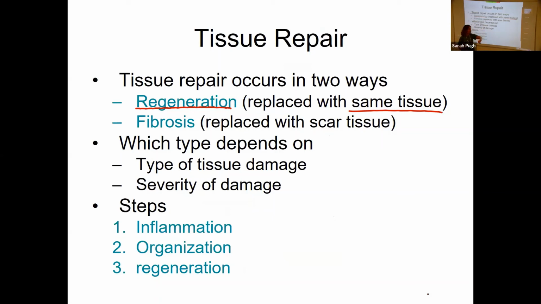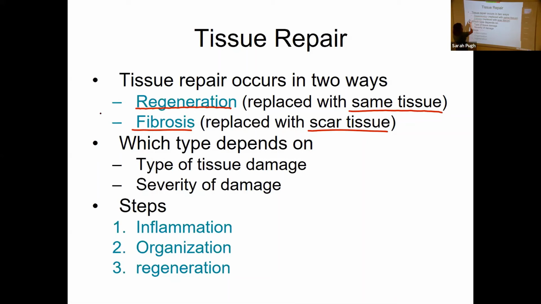So it would be like, you get a scratch, maybe your cat scratches you. Your body will replace that with the same tissue, and you're not going to be left with a scar or anything. You wouldn't even know, you know, 2 weeks from now that you had anything wrong. The other process is through fibrosis. This is when the damage is pretty severe and your body can't replace it. It's too much. You can't replace it with the same tissue. Instead, you replace it with scar tissue.